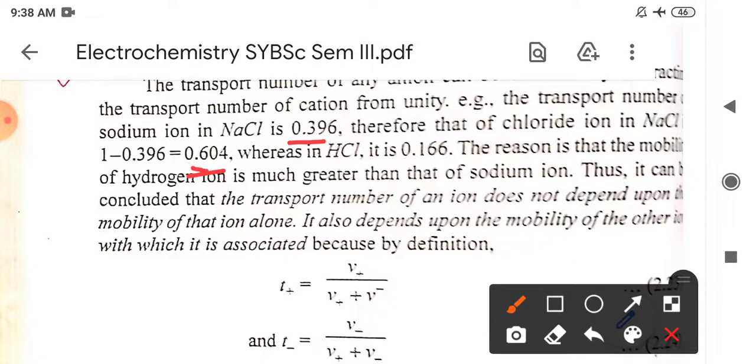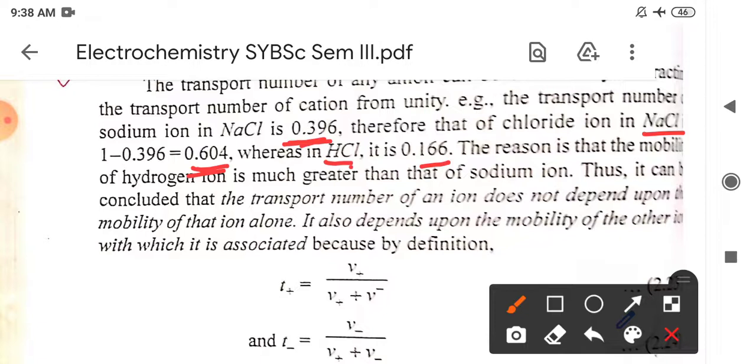Here a comparison of the chloride ion is made. In the first case we are considering sodium chloride. The sodium ion has a transport number of 0.396, so the chloride ion should have 1 minus 0.396, which comes out to be around 0.604. But if we consider the HCl molecule, there the transport number for Cl is 0.166.